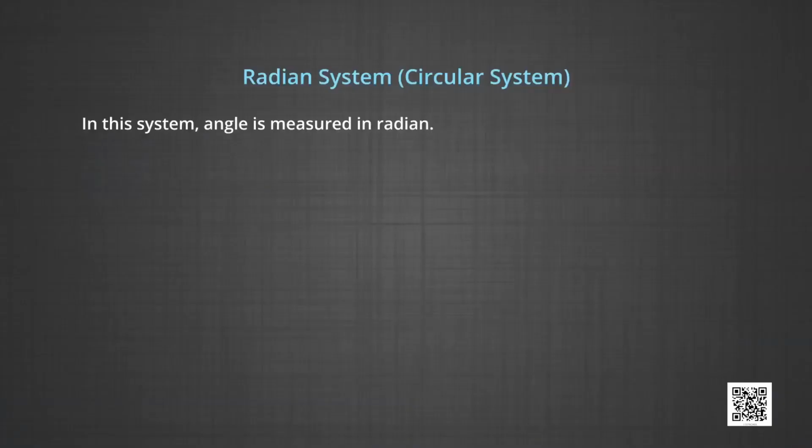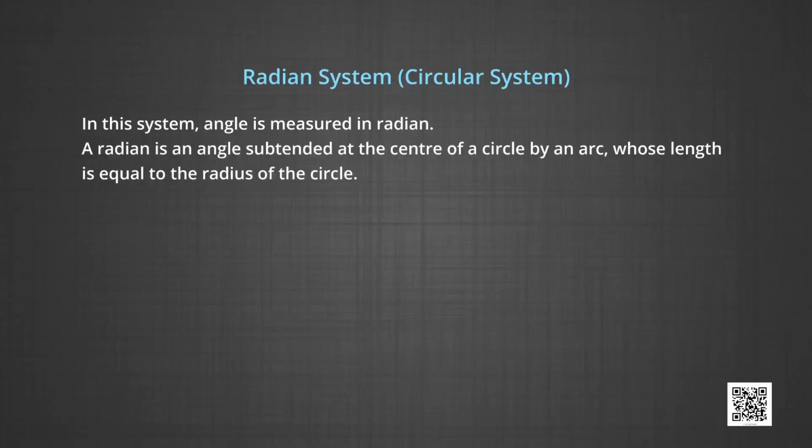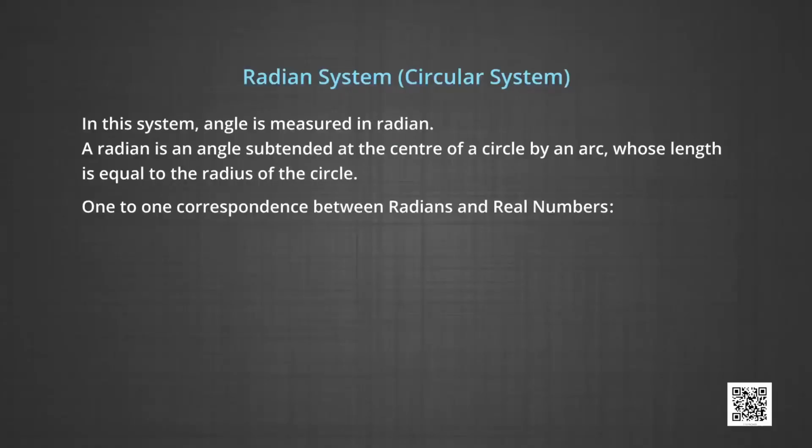Now, let us study the radian system, which is also called the circular system. In this system, angle is measured in radians. A radian is the angle subtended at the center of a circle by an arc whose length is equal to the radius of the circle. Let us try to understand it. We are going to develop a one-to-one correspondence between radians and real numbers.